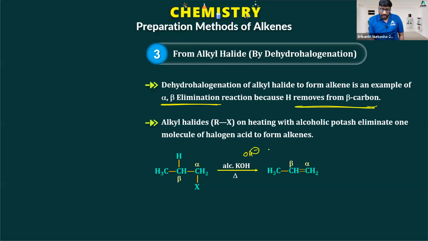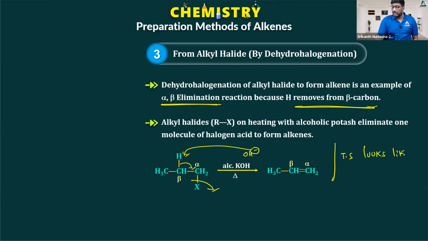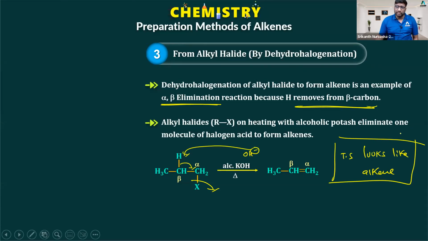OH minus will try to pick up the proton. That proton is going to be picked up. CH electron density comes into the double bond, and CX will leave. So the transition state looks like alkene. TS looks like alkene. Alkene-like transition state. And is there a condition to form only cis alkene or trans alkene, or both can be formed?